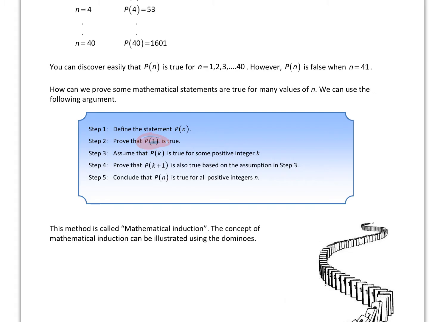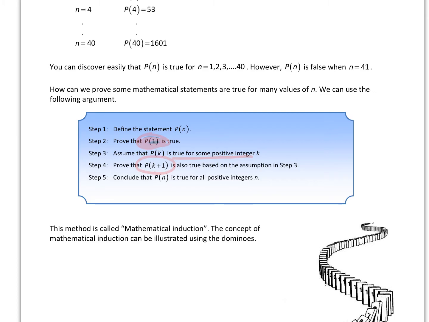What is the relationship between step 3 and step 4? I assume P of k is true. I can deduce P of k plus 1 is true. That means I know P of 1 is true. According to P of 1 is true, I can prove P of 2 is true. Because P of 2 is true, I can prove P of 3 is also true. So according to this argument, I can prove P of n is true for all positive integers.